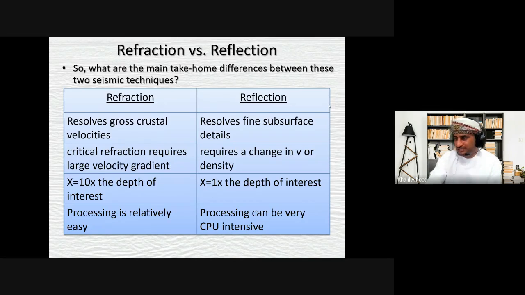So we see that reflection has an advantage over refraction. The only issue is processing. Some say that 30% or 20% of computer power nowadays is used in processing reflection data, and that's true.